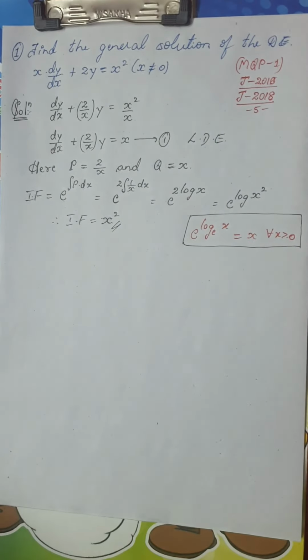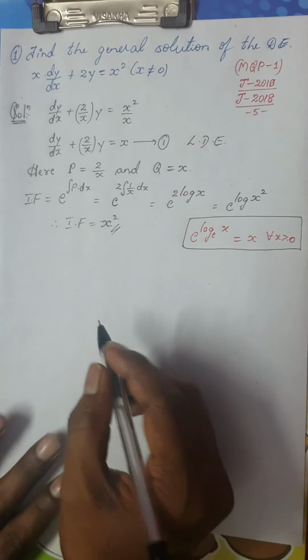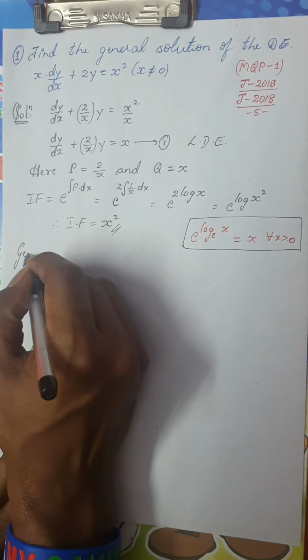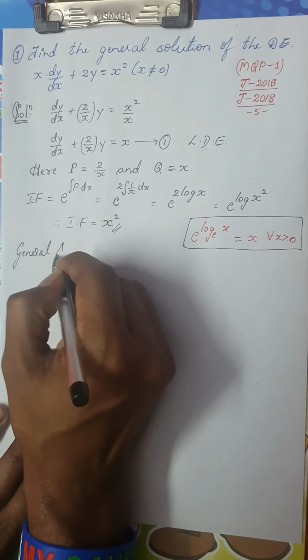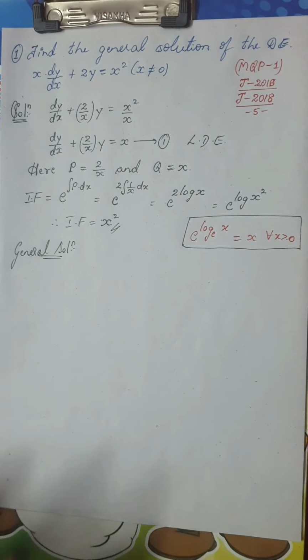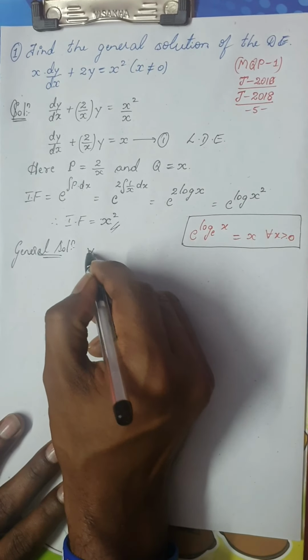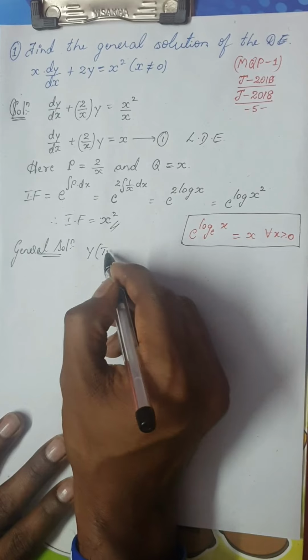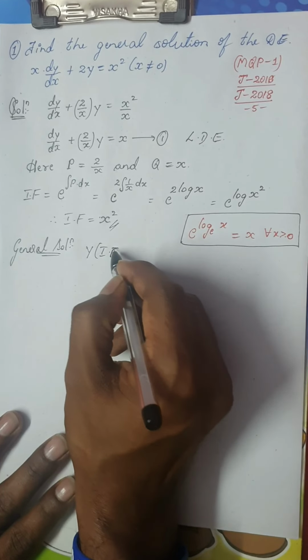Once your integrating factor is ready, kindly write down the general solution. Right. The general solution formula is, students, this is a 5-marker question. Directly kindly write the formula here. So what is the formula?